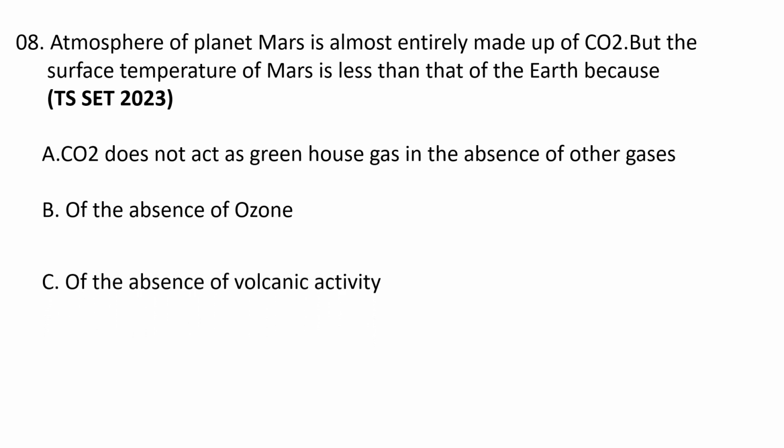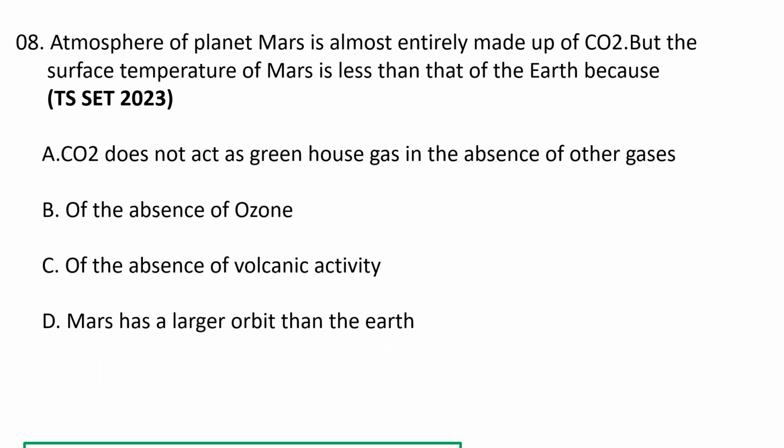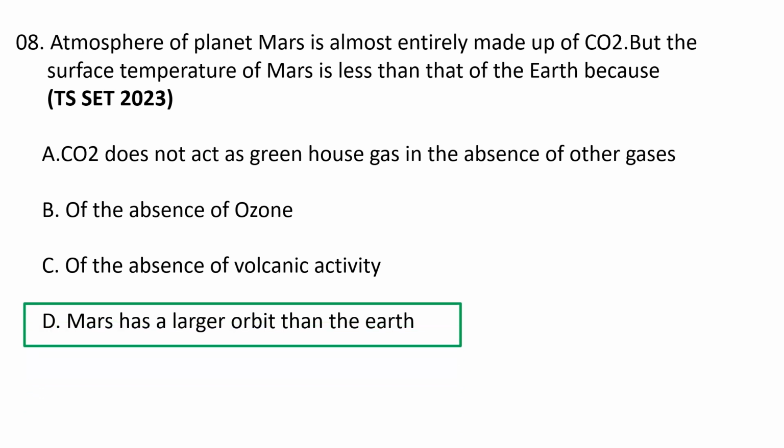Out of this, the correct option is that Mars, in its orbit, is about 50 million miles farther away from the sun than the Earth. This means that it gets a lot less light and heat to keep it warm. Mars also has a hard time holding on to the heat it does get. On the Earth, much of the sun's heat gets trapped in our atmosphere, which acts like a blanket to keep our planet warm. So that's why Mars has a larger orbit than the Earth is the correct option.